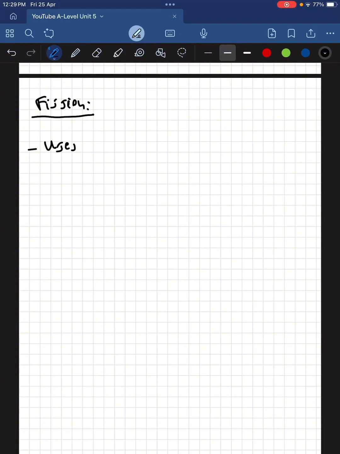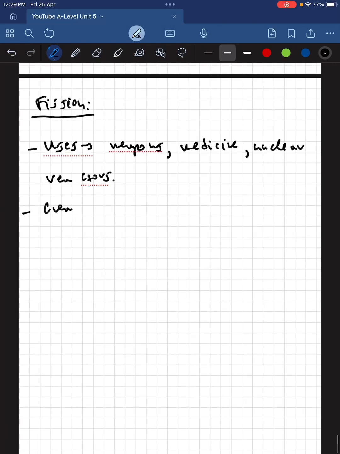What kind of uses does it have? Unfortunately, weapons, but also medicine. Nuclear fission is used to produce isotopes that are needed in medicine and also in nuclear reactors. And I already said that I am a big proponent of nuclear reactors. Fission also creates nuclei with higher binding energy per nucleon, with higher B over A, than the initial nucleus.